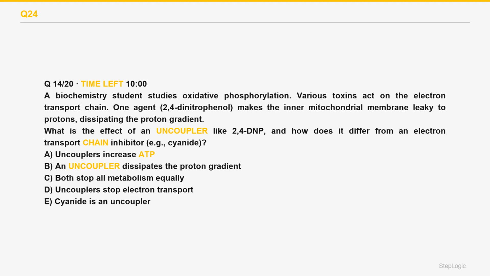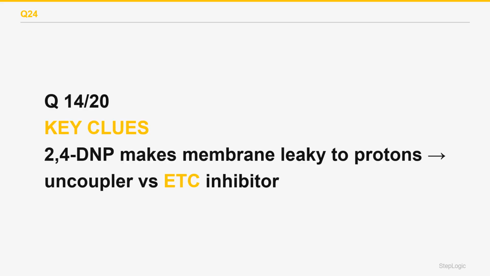Read the command: effect of an uncoupler versus a chain inhibitor. Uncoupler dissipates the gradient, electron transport continues, little ATP, heat. Inhibitor stops electron flow entirely. Oxidative phosphorylation couples electron transport, which pumps protons to build a gradient, to ATP synthesis, with ATP synthase using that gradient.